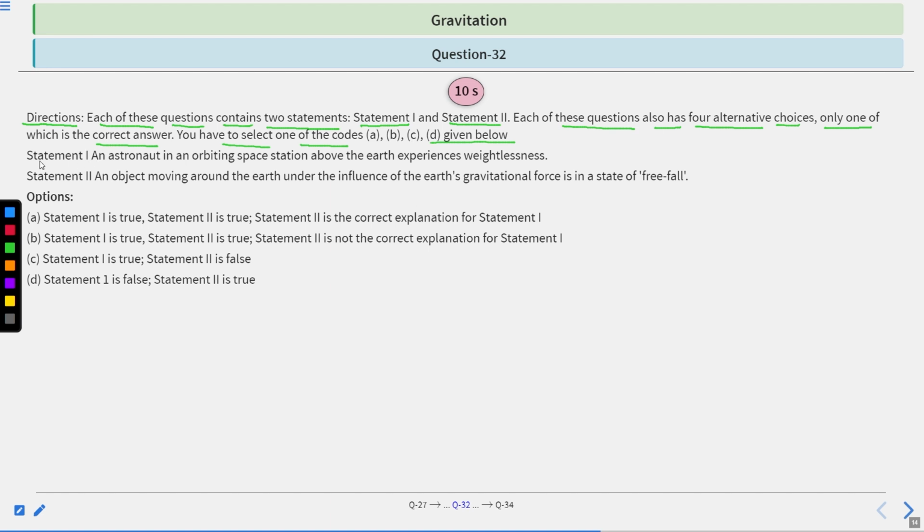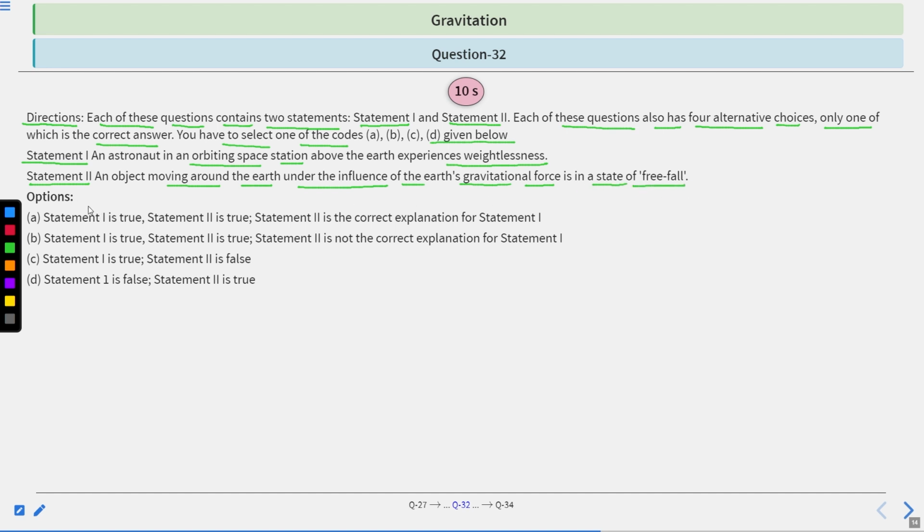Clear? So statement first: an astronaut in an orbiting space station above the Earth experiences weightlessness. This is statement first. And statement 2: an object moving around the Earth under the influence of the Earth's gravitational force is in a state of free fall. Clear?